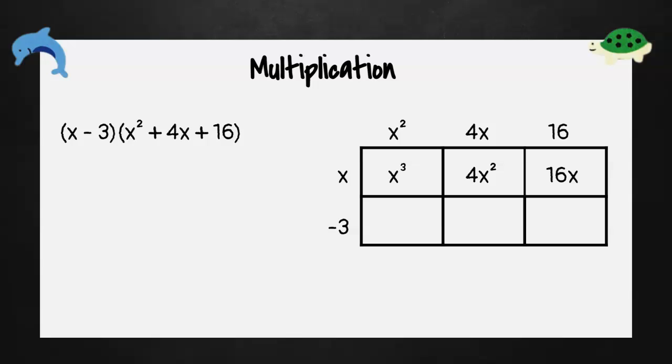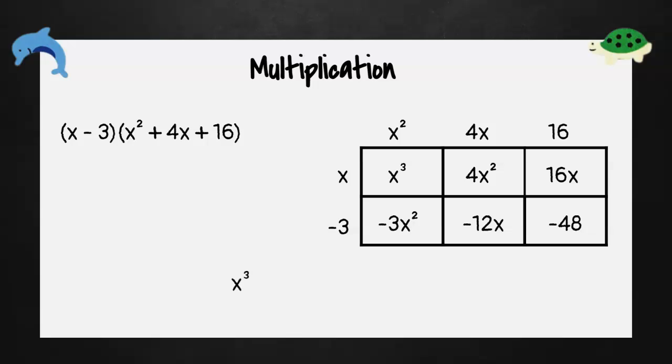So you get x to the third, and then 4x squared, and then 16x with my first row. And with the second row, I get negative 3x squared, and then a minus 12x, and then a negative 48.